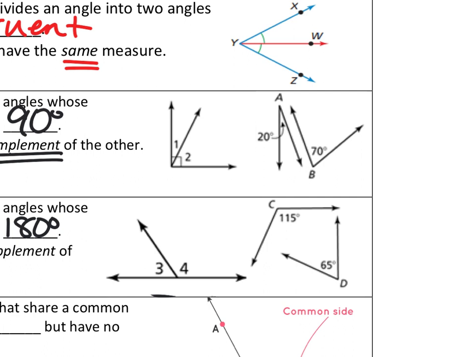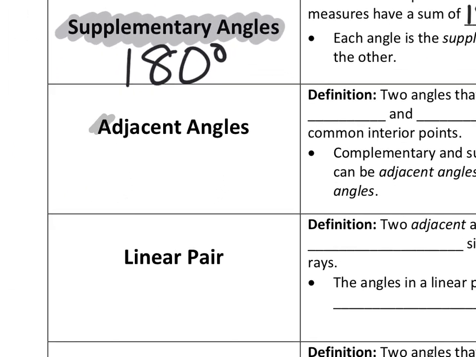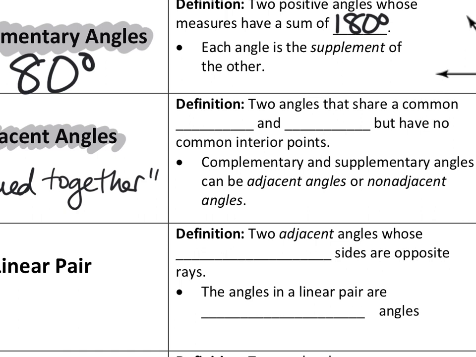But to talk about two things that are touching, we're going to call those adjacent angles. Have y'all ever heard this word adjacent before? Adjacent means that they are touching, or we're going to say glued together. So adjacent angles are the ones that have to be glued together. They share a ray. So two angles that share a common side and a common vertex, but have no common interior points. So complementary and supplementary angles can be adjacent, but they do not have to be. They can be non-adjacent, which means not glued together.